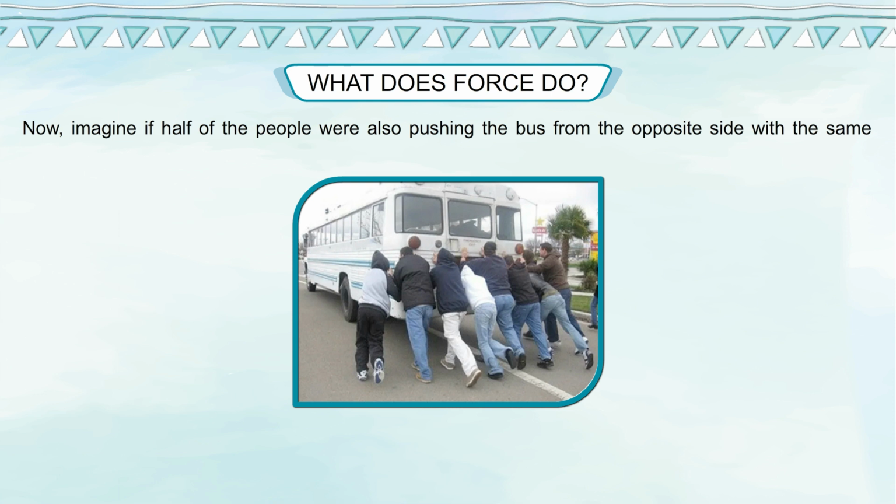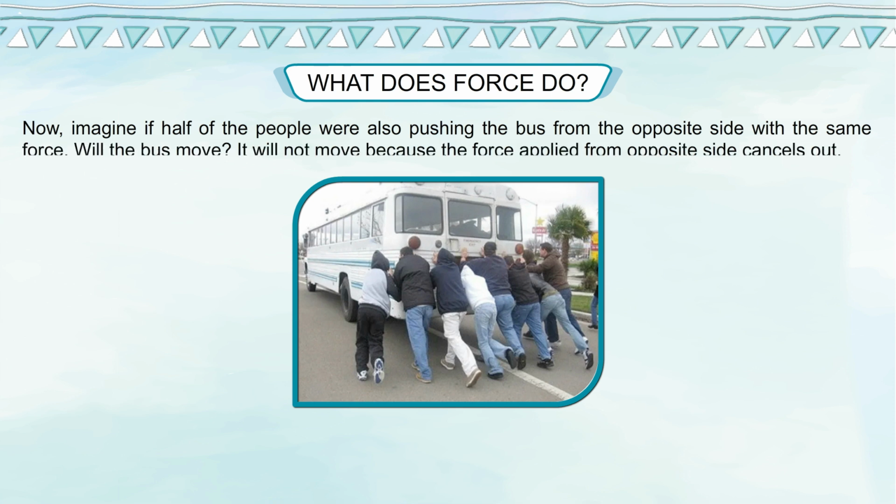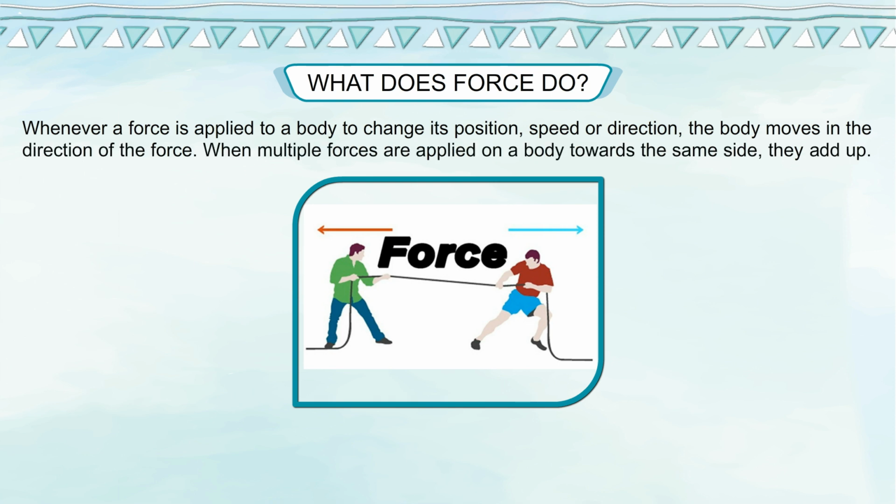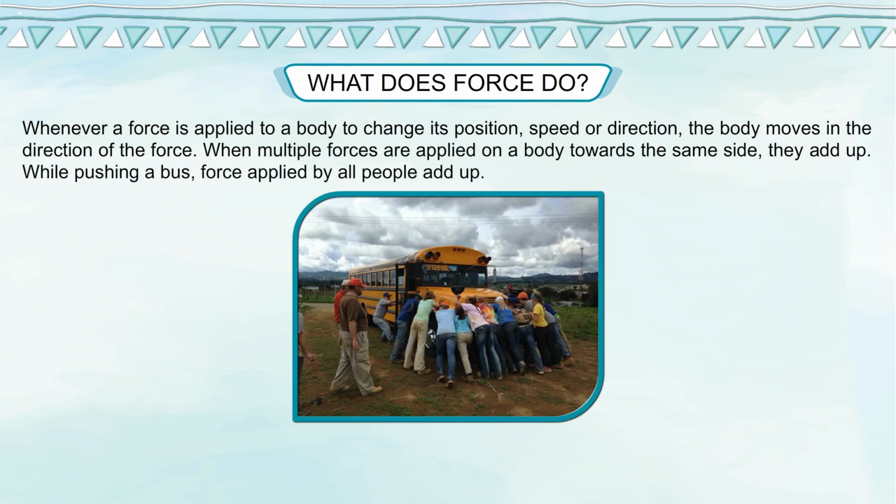Now, imagine if half of the people were also pushing the bus from the opposite side with the same force. Will the bus move? It will not move because the force applied from opposite side cancels out. Whenever a force is applied to a body to change its position, speed or direction, the body moves in the direction of the force. When multiple forces are applied on a body towards the same side, they add up. While pushing a bus, force applied by all people add up.